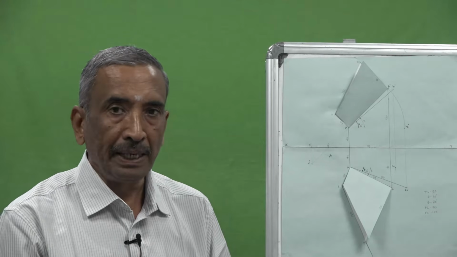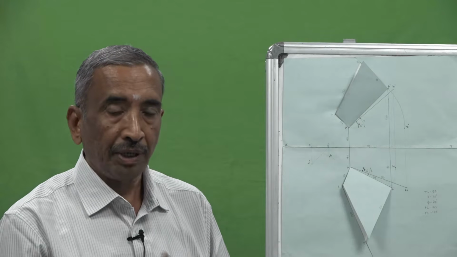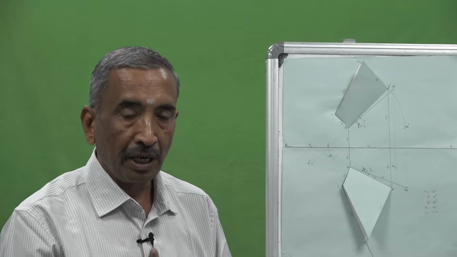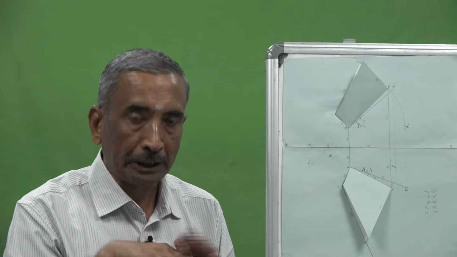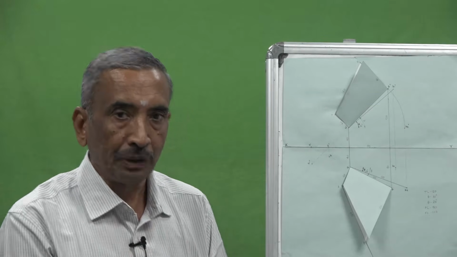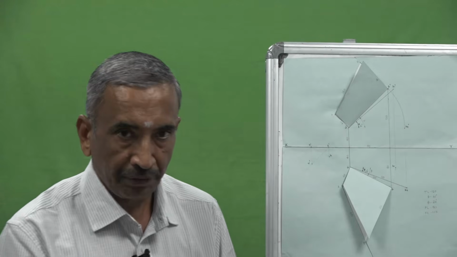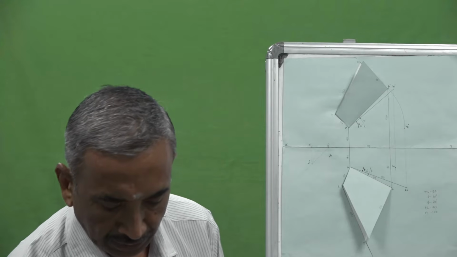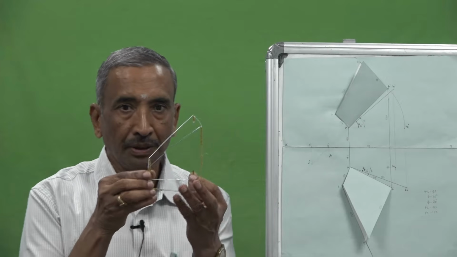So this completes 50% of the problem. Now we have to find out what is the true length of the line AB. We have to also find out what angle the line AB makes with respect to HP as well as what angle the line AB makes with respect to VP. Now we will see how to find out. Now here we have a beautiful model in fact. So this is the whole model, a wireframe model.